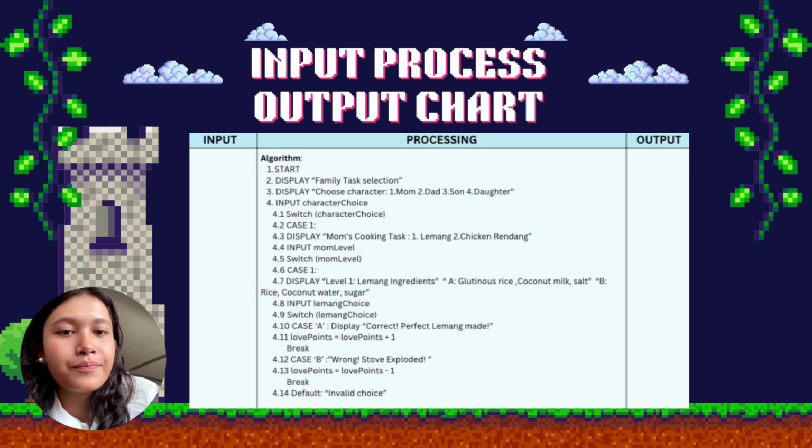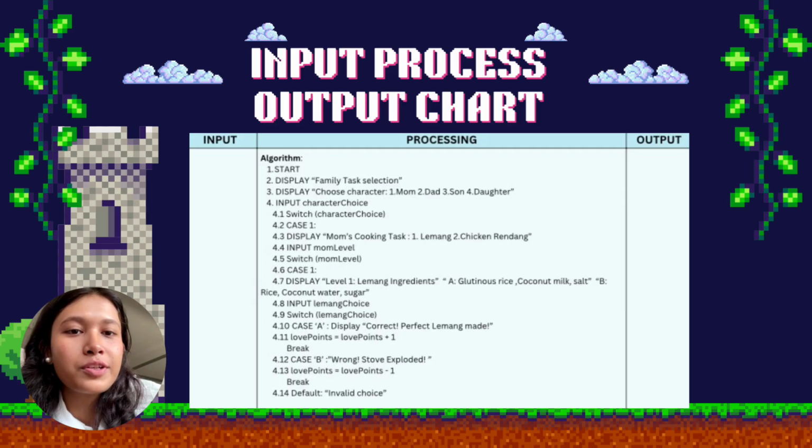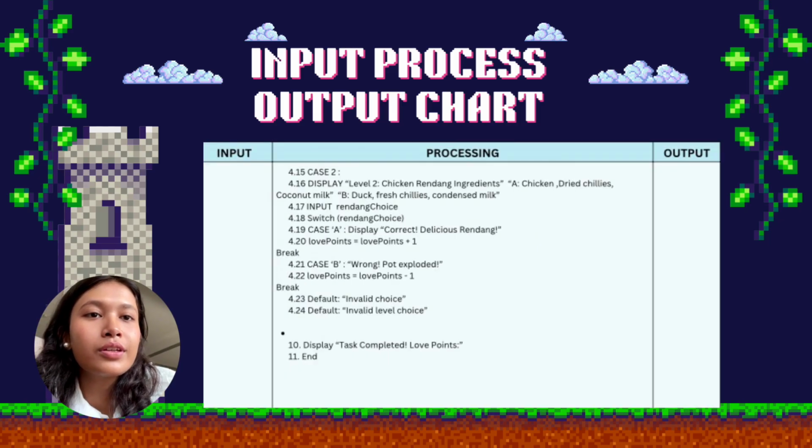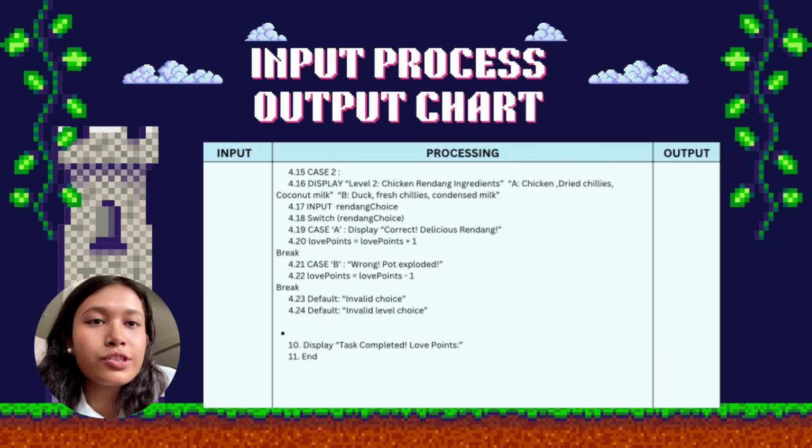And after that, the mom case is just the same as the processing item I've just shown just now. After that, if the users did not input any character choice, the system will display default invalid character choice. Therefore, the users have to choose a character to play the game. After choosing the character and completing the task, the game will display task completed and the total love points the users have attained throughout the whole game, and then the game will end. After that, the output will not be seen here, but it is basically the total love points that the users have attained throughout the whole game.